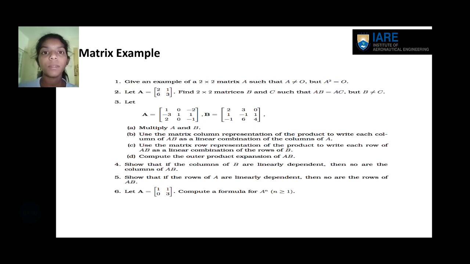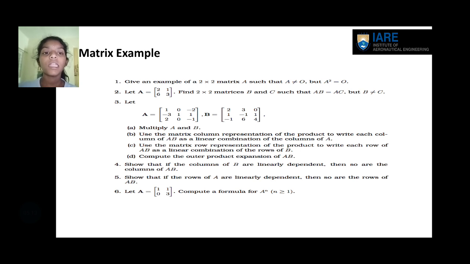Use the column representations or row representations to find the product of these A and B matrices. Show that if the columns of B are linearly dependent, then so are the columns of AB. Show that if the rows of A are linearly dependent, then so are the rows of AB.